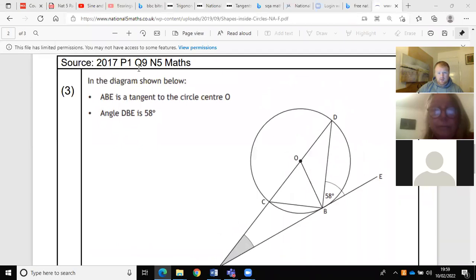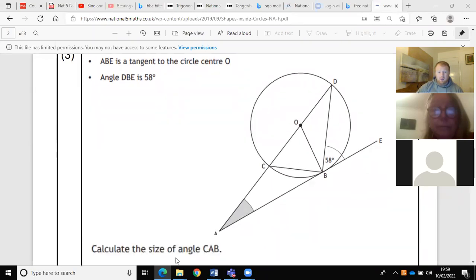So this is 2017, paper 1, question 9, Nat 5 maths. It's worth 3 marks. What we're trying to figure out is to calculate the size of angle CAB, and they've actually highlighted it in the paper. So C is your start point, A is the middle letter, so that's the angle you'll be working with, and B is your finish point.